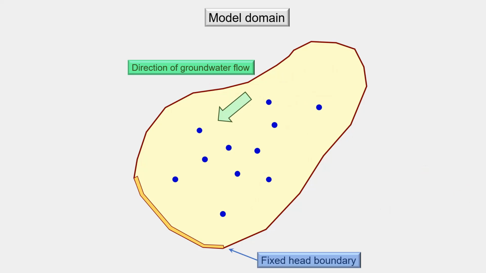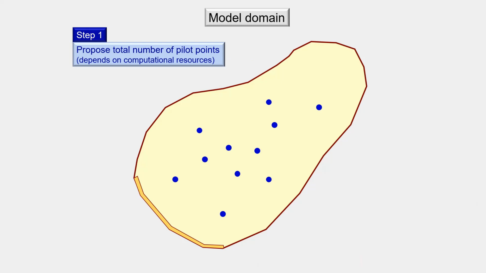So the first thing I do, as I just said, is to propose a budget. How many pilot points am I going to use in parameterizing this model? But in particular, how many pilot points am I going to use for this layer? Once I've decided that, I then start the process of pilot point emplacement.